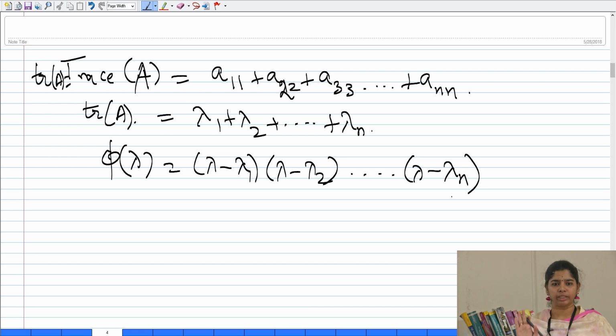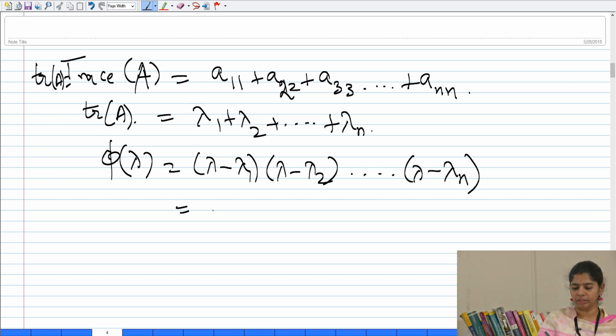Lambda power n, suppose I look at lambda power n, what is the coefficient of lambda power n? In this case it is 1, it is a monic polynomial already, so we know it is 1. So what about lambda power n minus 1? There is a very specific format. So if you are talking about the coefficient of degree n minus 1 in this fashion, it is going to be nothing but the sum of all the lambda i's, with a negative sign, you will get.